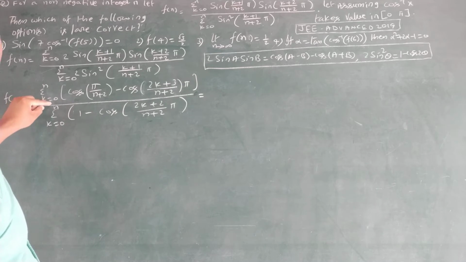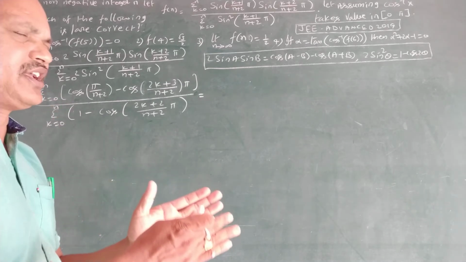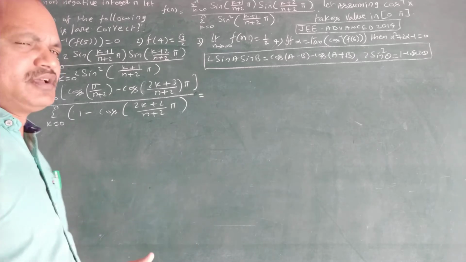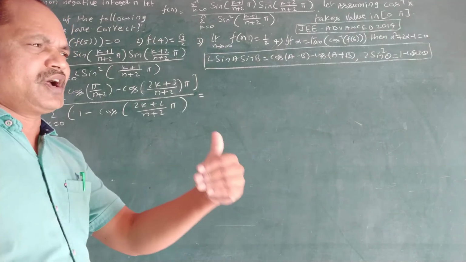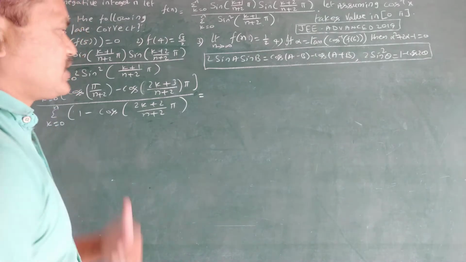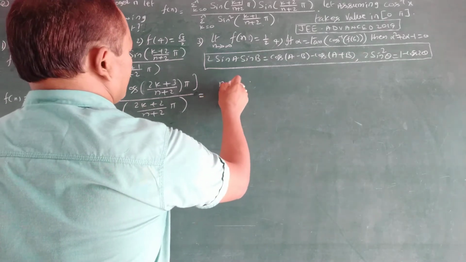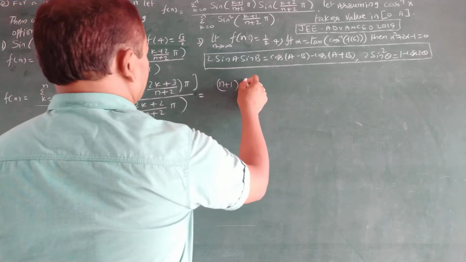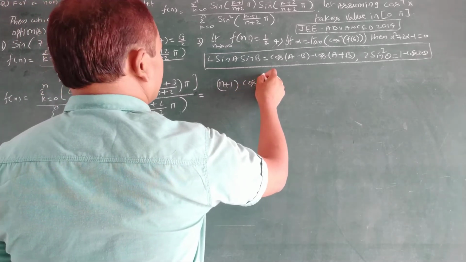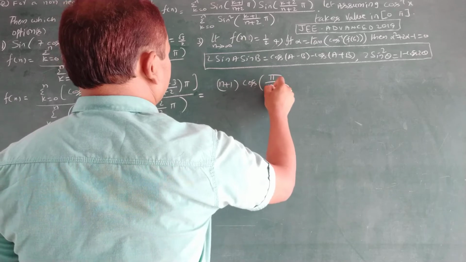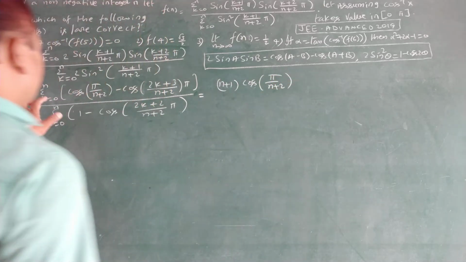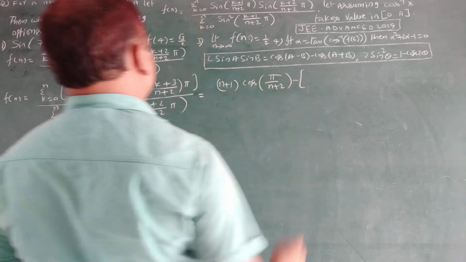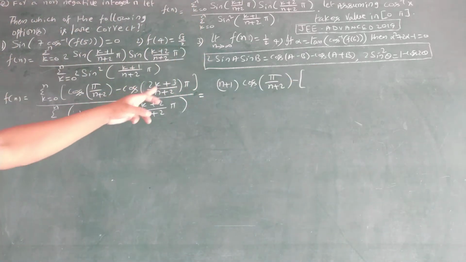So the remaining 1 is there. For 1, the summation over k = 0 to n of 1 gives 0, 1, 2, 3 up to n, that is n + 1 ones. That's why instead of this, we get (n+1) cos(π/(n+2)). That's all. Now the sigma notation with the minus sign, expand this one.